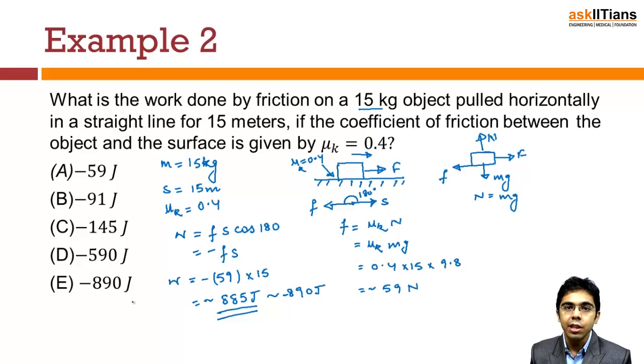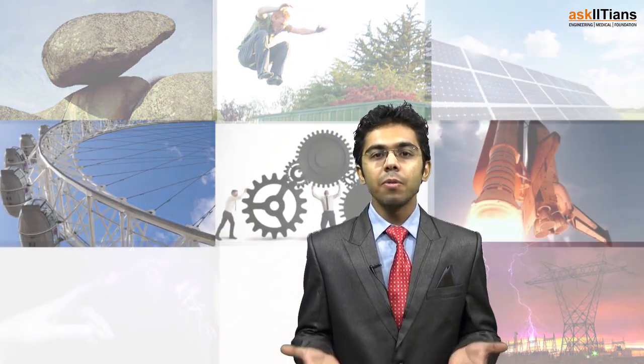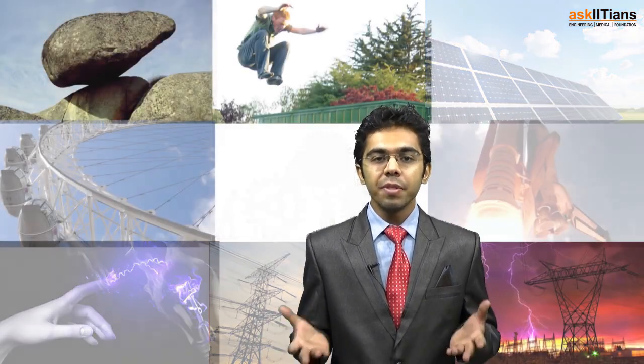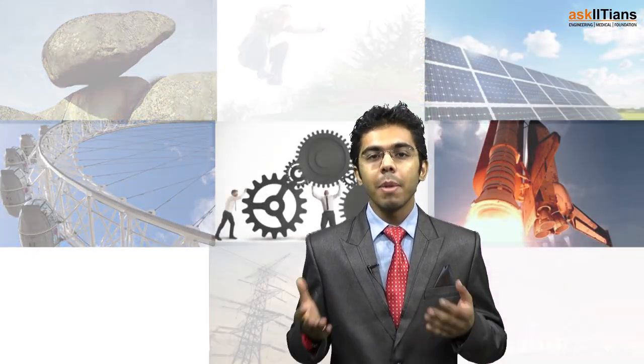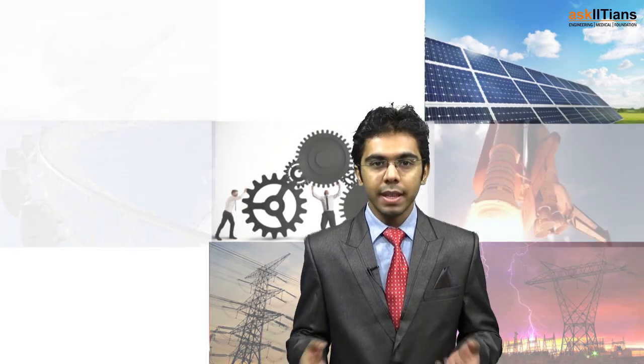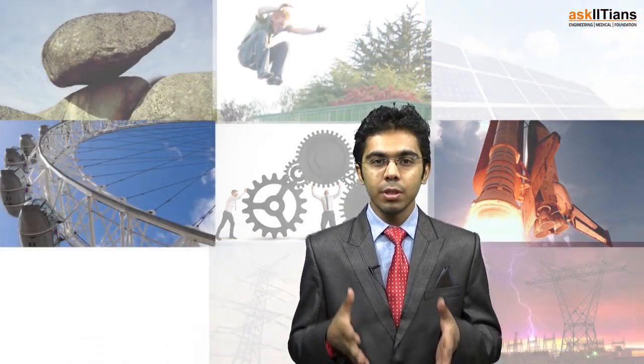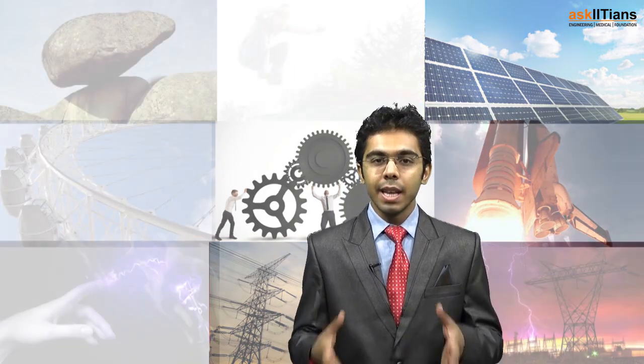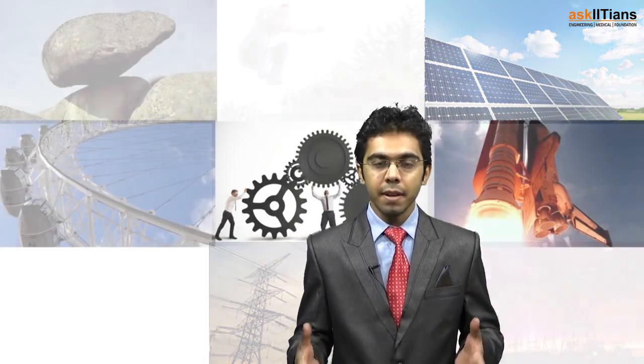So option E should be correct for this. Guys, in this part we have seen how to find the work done by gravity and friction, and we have also learned that work done by friction can be negative. That is the important thing in this part. Now let's move to the next part and see what we have there.